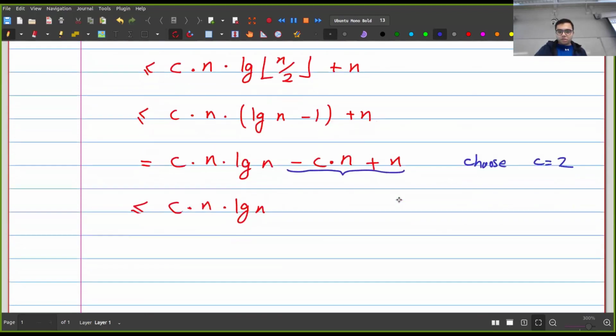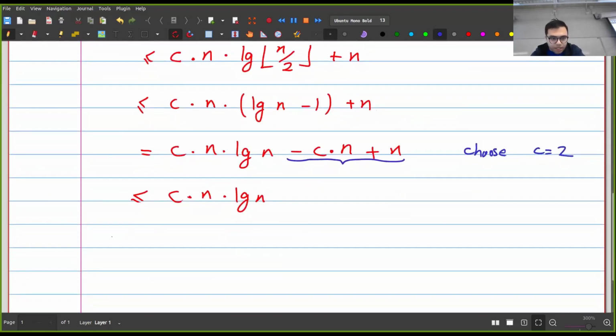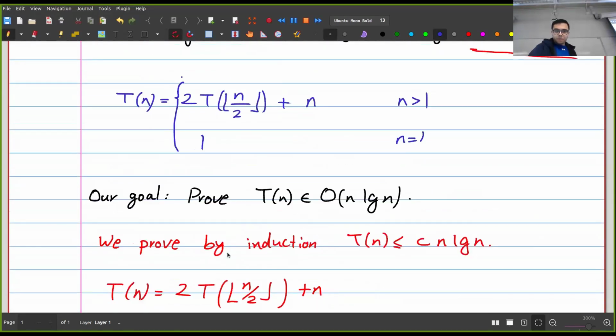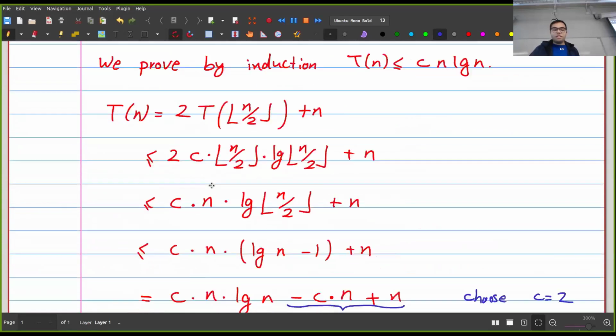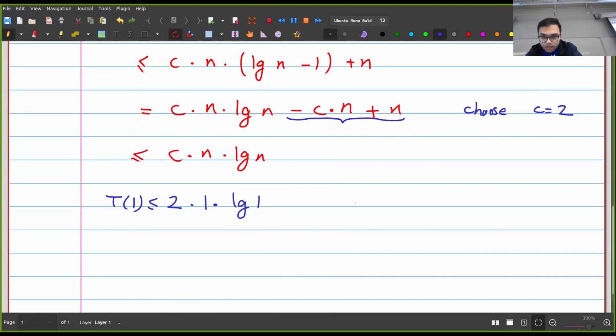And if I want to show that basically T of 1 is less than or equal to, I put 2 for c, so 2 times 1 times log of 1. If I want to prove this, it wouldn't work because log of 1 is 0. Right? Log of 1 is 0, so this whole thing is 0, but T of 1 was actually 1. So my base case fails.